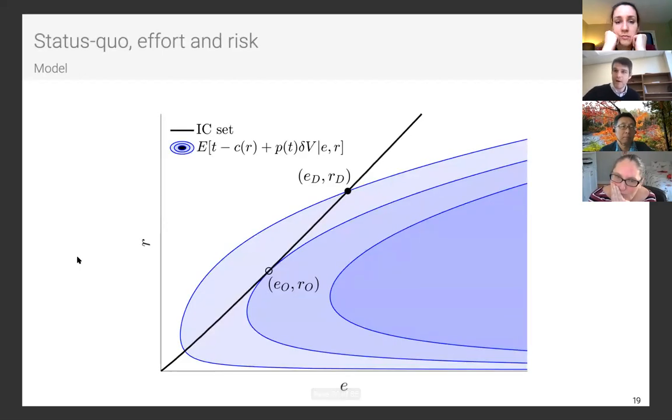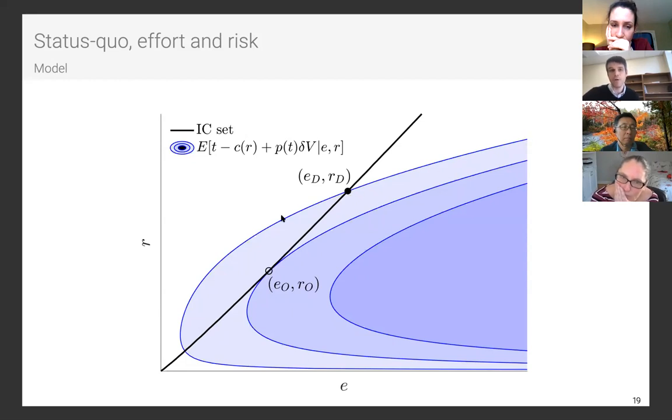So we now know what the driver is going to do or would like to do, but we can think about, okay, well, what about the owner? What would the owner prefer the driver to do instead? So to think about that, I've left the driver incentive compatible set here, and I've just chosen an arbitrary driver bliss point E_D, R_D right there.